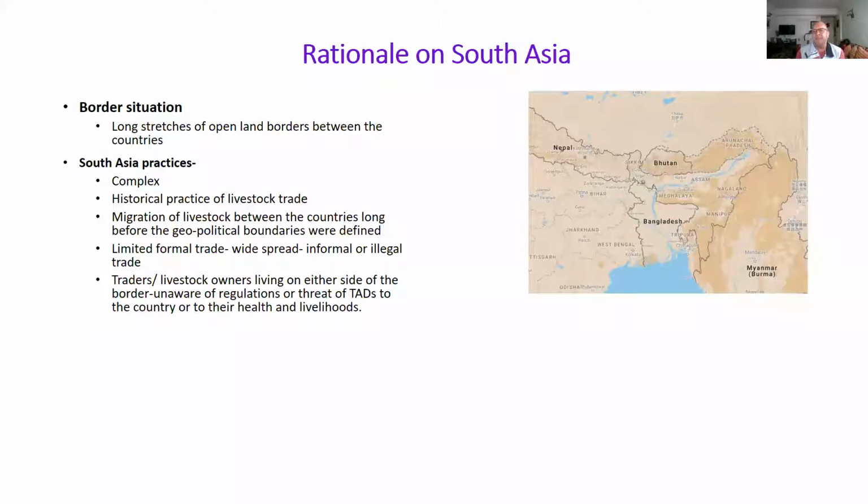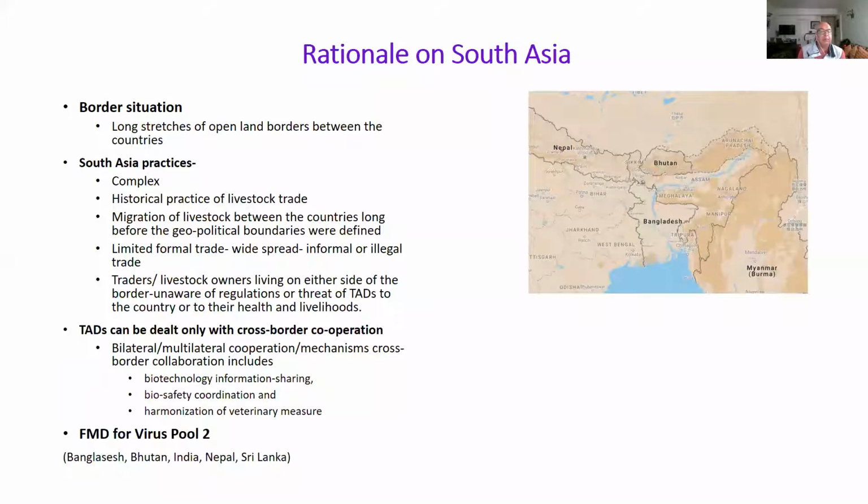Between these boundaries, between Bangladesh and India, there were practices of carrying animals to each other because of their social values and relationships, and that migration was there. But at the same time, these traders and owners never realize what regulations they need to follow. They never realize it will threaten their animals. They never realize there will be an outbreak of any transboundary animal diseases. So that is the reality in South Asia.